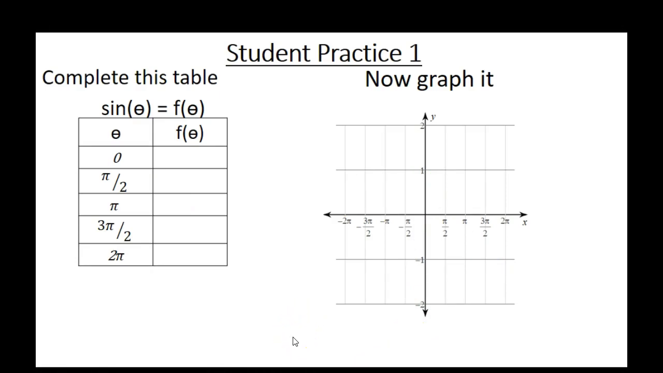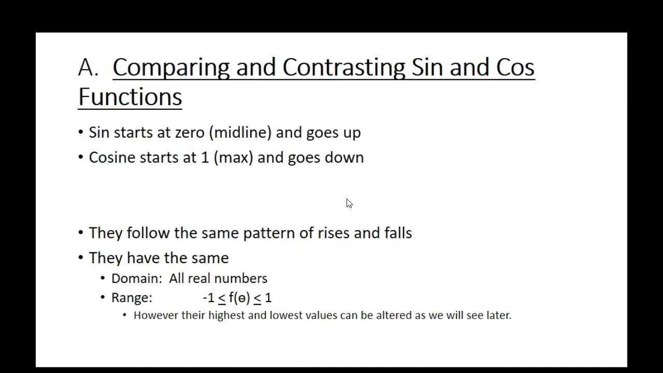Why do we like graphing? You know, what's the point of graphing? Well, same reason we like graphing any function. It kind of helps you see the general behavior of a function from a bird's eye view, if you will. So here's a little slide that I put to kind of summarize what we looked at. Sine starts at 0, and it goes up. Cosine starts at 1 and comes down, right? That's the difference. But they follow the same pattern of rising and falling.